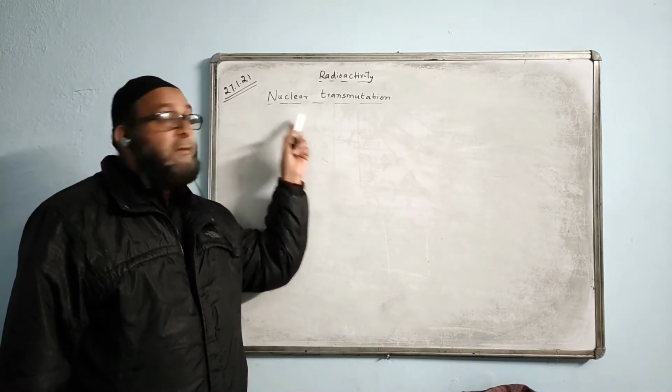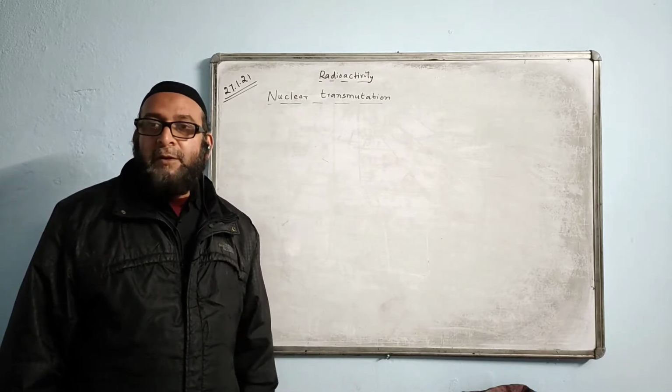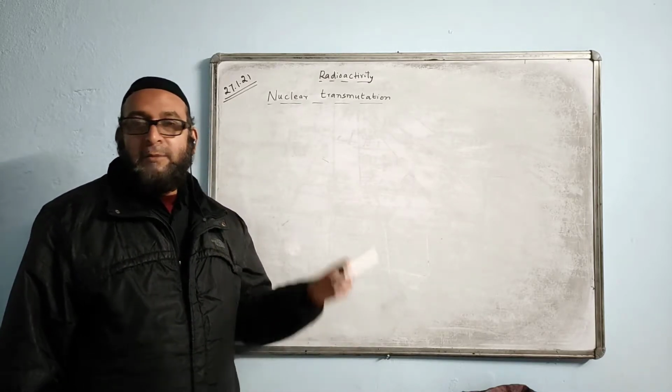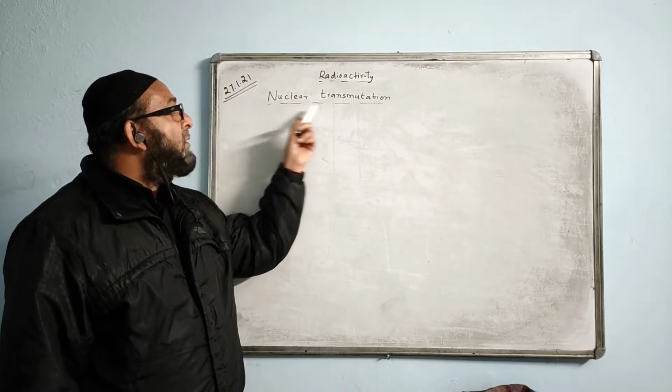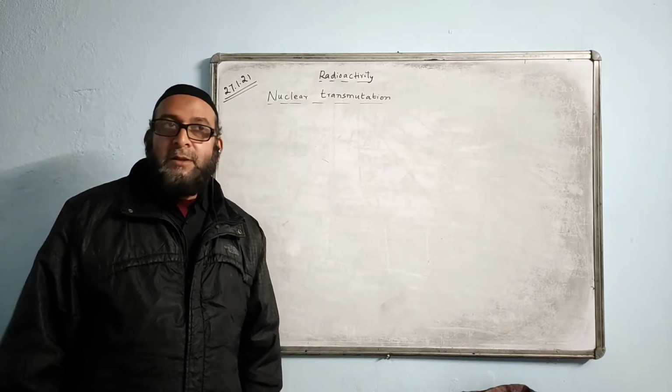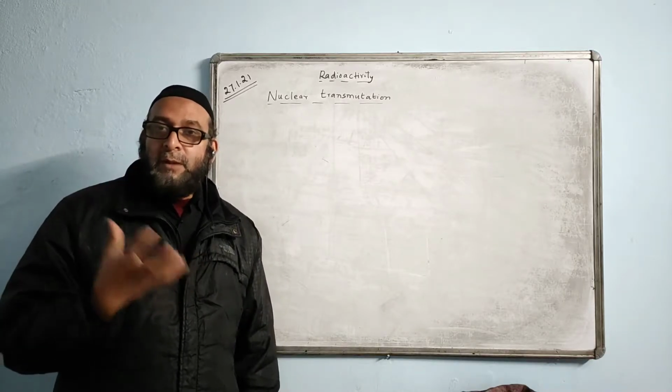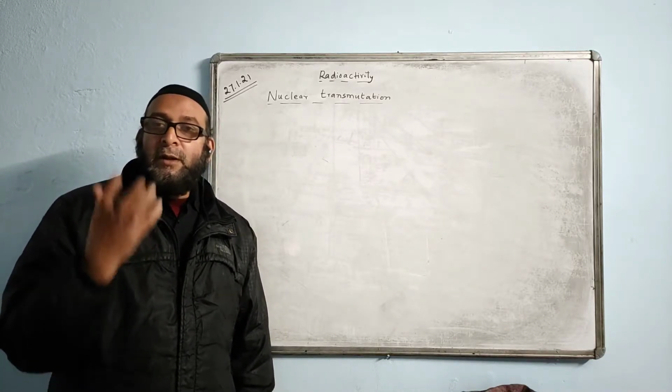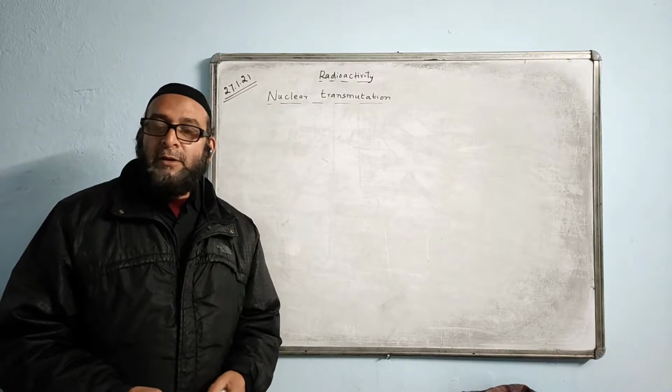Today we will be starting the new topic of the chapter radioactivity. The name of this topic is nuclear transmutation. What is the meaning of transmutation? It means change in the composition of a nucleus. That is, one nucleus is changing into the other nucleus. That is called nuclear transmutation.